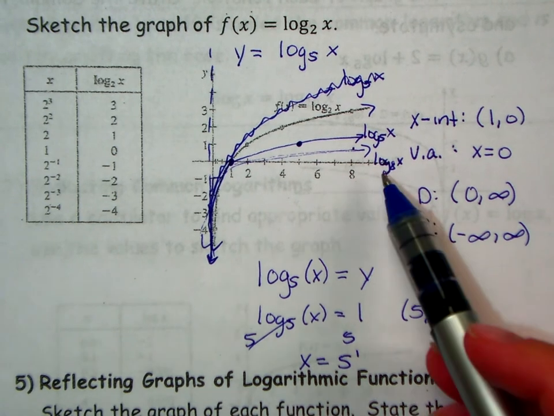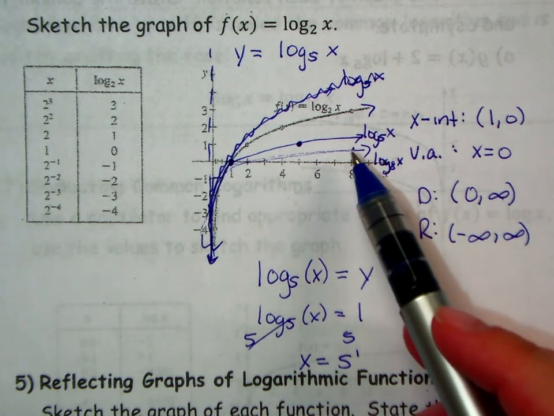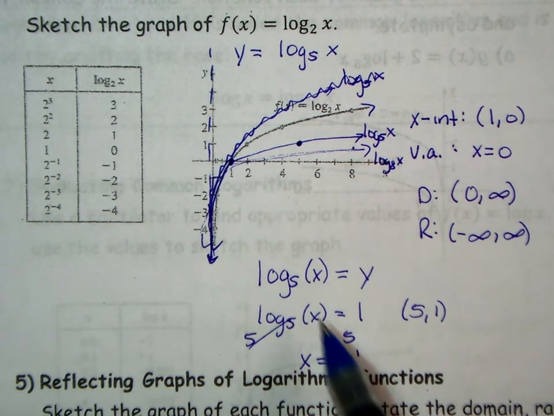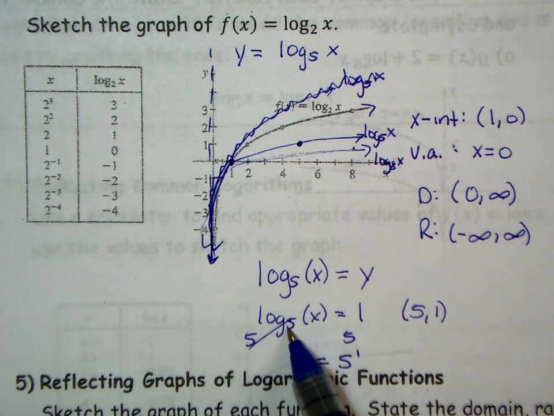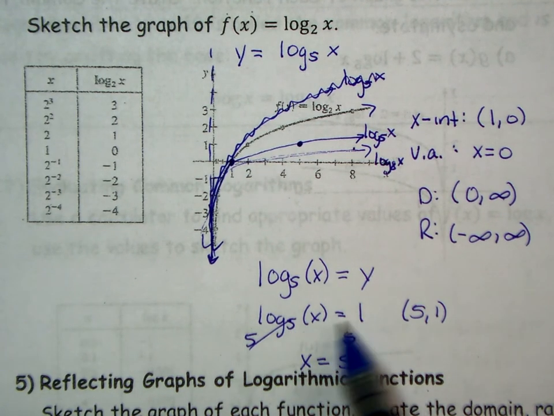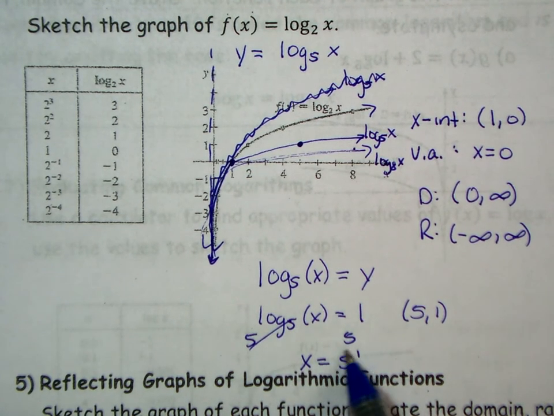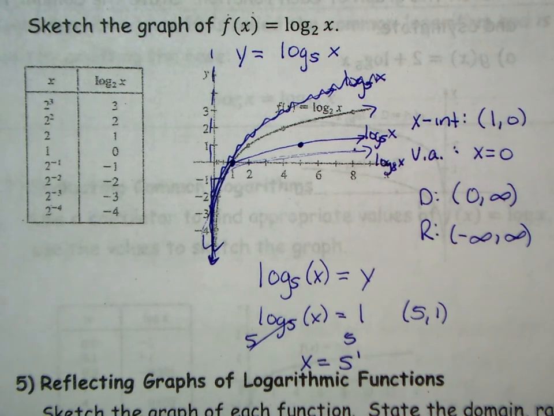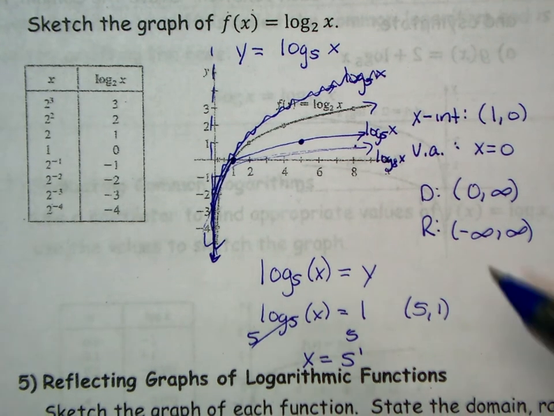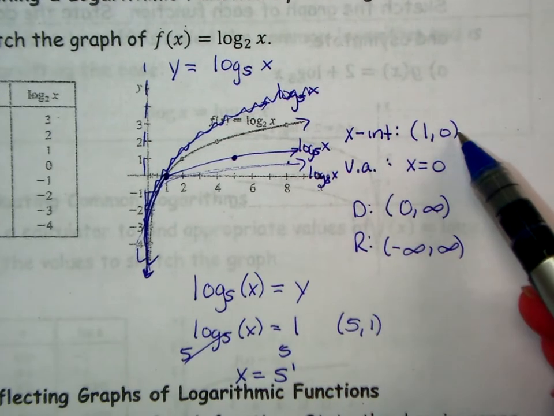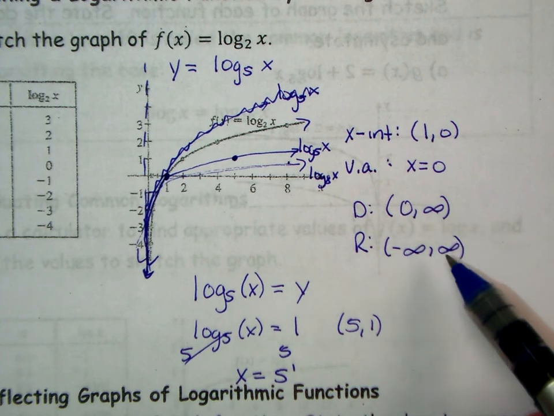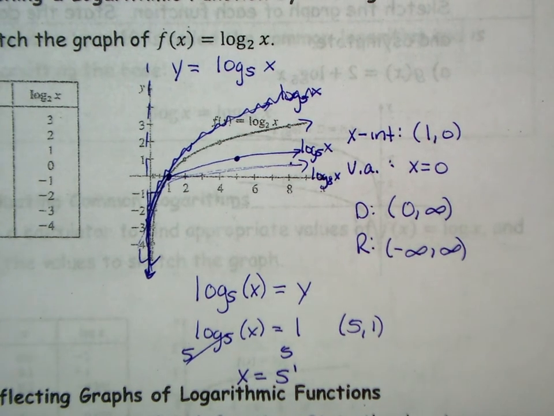So log base 8 of x is going to go through 8, 1 for the same reason. We could do the 8 here, set the y equal to 1, cancel it, and we're going to get 8 to the first power equals 8. Same thing's going to happen there. All right, but a logarithm, the x-intercept, the vertical asymptote, the domain, and the range is what's important here.